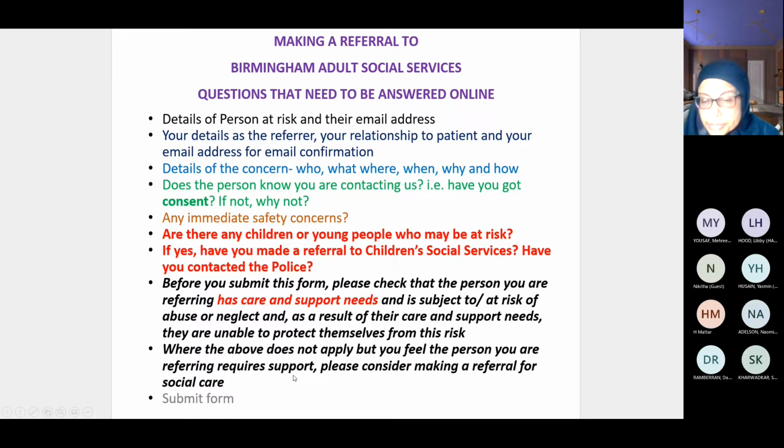And where the above does not apply, so they don't have care and support needs, but you still feel the patient requires support, then please consider making a referral to social care, which of course is a different pathway. Okay, and then you submit the form. So if they don't have care and support needs, don't start the form because you'll just have wasted your time.